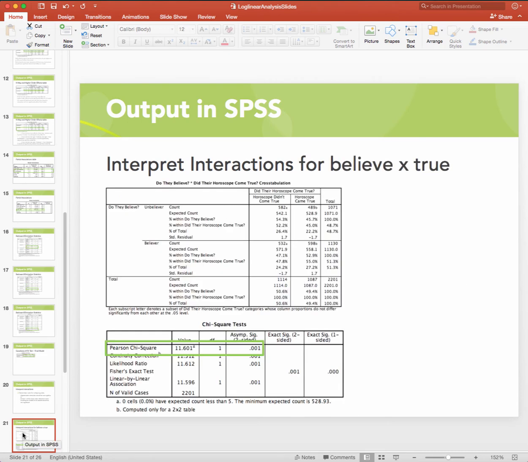So when we interpret the interactions for believe and true, we want to collapse the data across the star sign value. And to do this, the three-way interaction must be non-significant, and it was. And at least one of our lower order interactions involving star sign must also be. And that's the star sign times true interaction. So we look at this interaction by doing a chi-square on believe and true, and we just ignore the star sign.